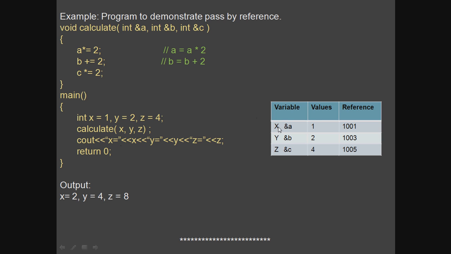See, the reference of x, or you can say another name for x, is this ampersand a, another name for y is this ampersand b, and another name for z is ampersand c. They are both sharing the same address, the reference address. So the reference address and the actual variable address are the same. If any changes are made by this reference variable, the values will also be affected in the original variable. So after this output, 2, 4, and 8 will be stored here, not 1, 2, and 4.